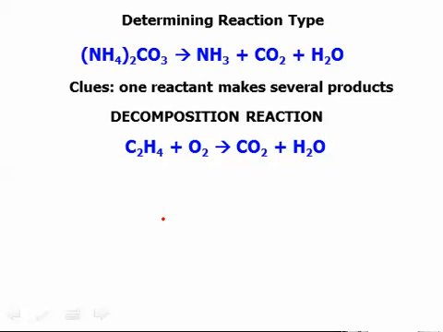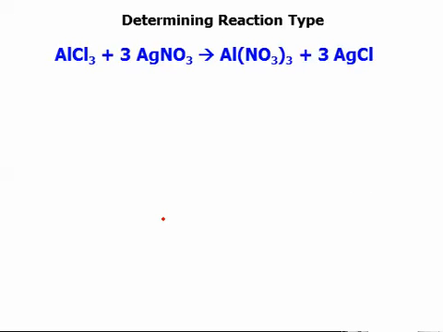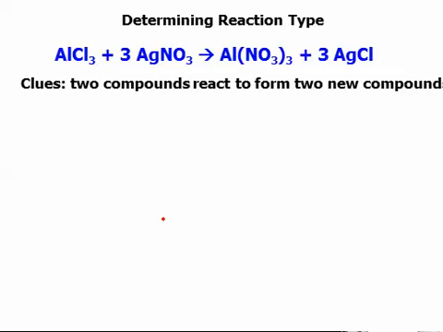All right, let's look at this one. What's our clue for this one? It's got water, carbon dioxide, and oxygen. So you need to know that means it's combustion. All right, so look, we don't have a single reactant. We don't have a single product. We don't have carbon dioxide, water, and oxygen, so it's not combustion, synthesis, or decomposition. We don't have an element plus a compound, so it's not single replacement. So this is double replacement. All right, we got two compounds reacting to form two new compounds.